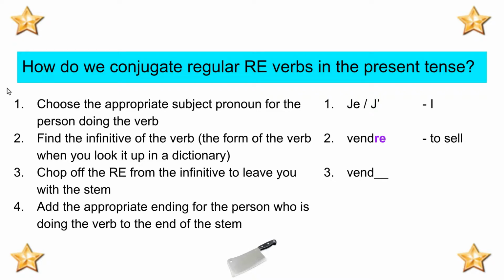Next, chop off the RE from the infinitive to leave you with the stem, VEND. Finally, add the appropriate ending for the person who is doing the verb to the end of the stem. Je vends, I sell. Notice how you've got je at the start, you have the stem, and the I ending in the present tense is S.